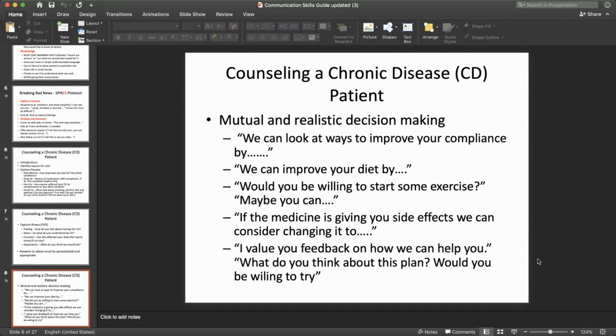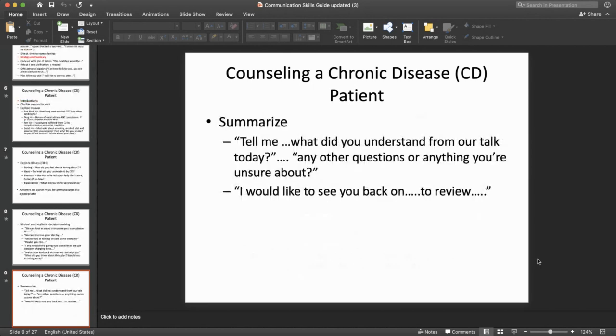I value your opinion on how we can help you. What do you think about this plan? Would you be willing to try? So again, this is about mutual decision-making, respect for patient autonomy. And so you involve the patient by giving them choices, incorporating them in their own management, being part of the plan and suggesting rather than instructing them about how to go about changing your lifestyle or complying with prescribed therapy.